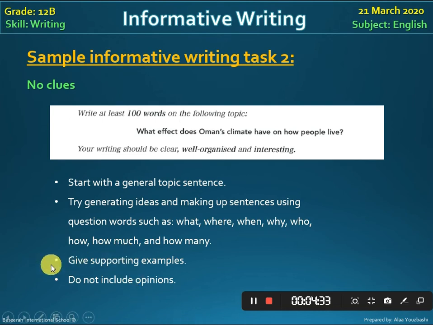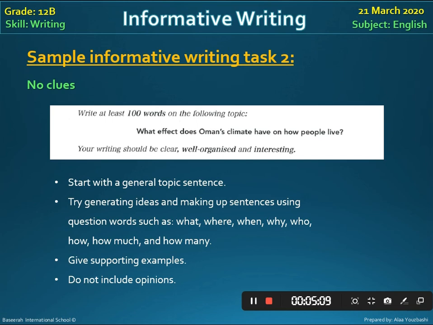In your writing, always try to give supporting examples, at least one. Two will also be good. So give examples about yourself, about your family, talk about your country, talk about someone you know. If you don't have any examples and you don't know anyone, try to make up a person. Imagine that there is a person and his name is Ali, Muhammad, anything. And tell us about this person so that this example can support your ideas.